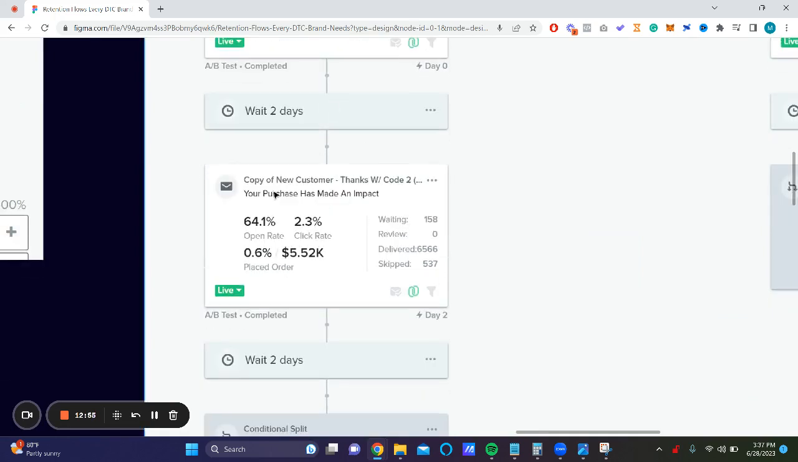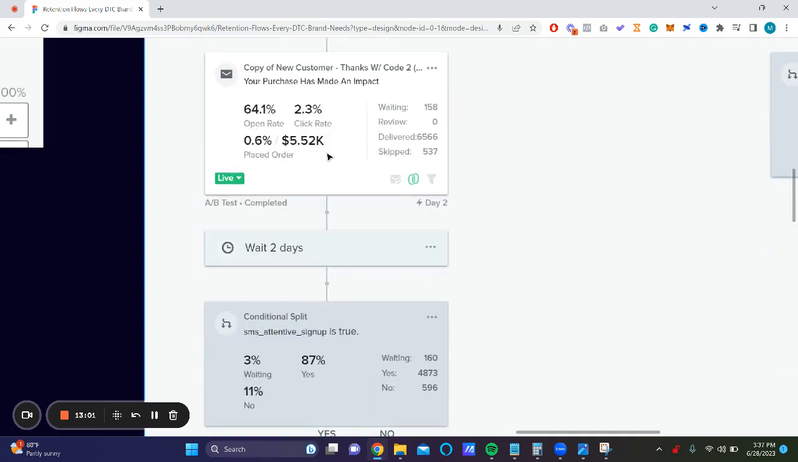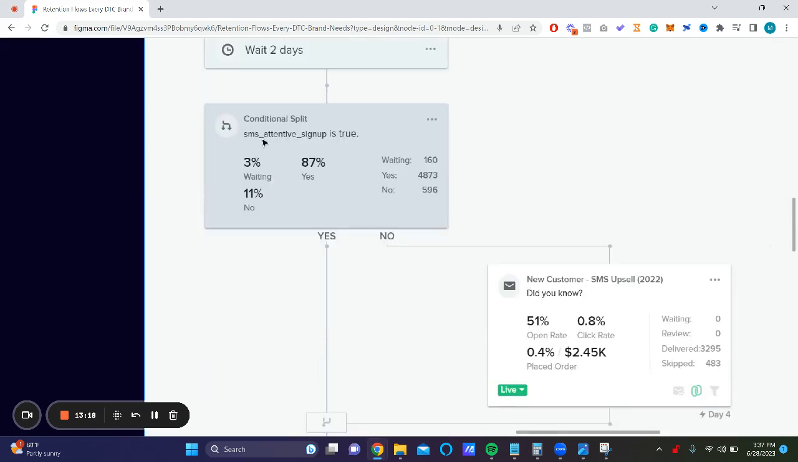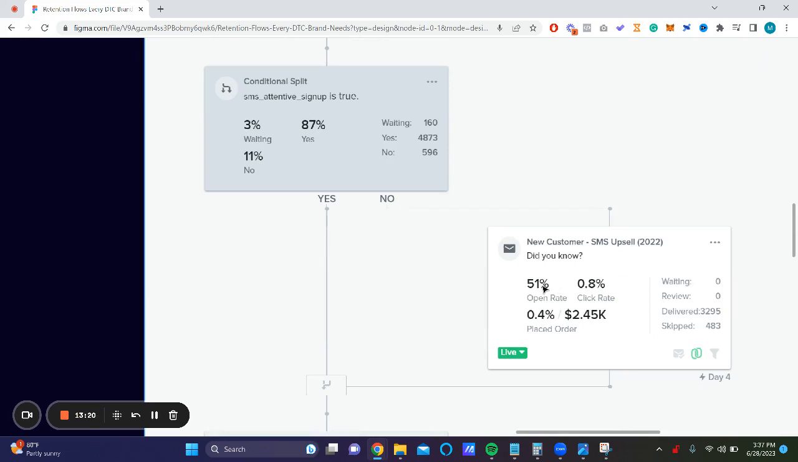Two days later, your purchase has made an impact. Plus, here's 10% off towards the bottom, and it's basically making them feel good about their purchase. It's like, all right, you not only bought this, but you've also supported girls' education in some third world country, let's just say. And then this one is going to be an SMS promo.